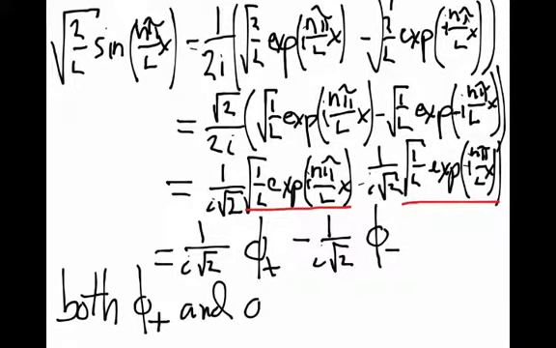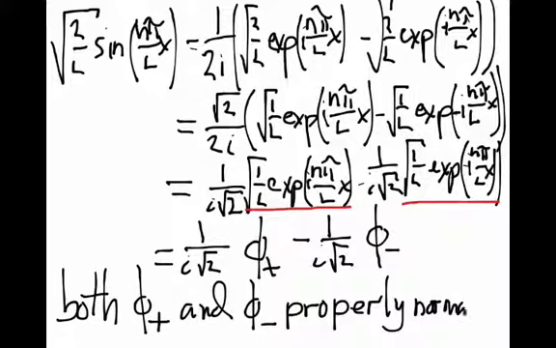The phi plus and the phi minus are properly normalized functions. So they're good, solid basis functions of the momentum operator. If you take the complex conjugate and multiply that by the function, and you integrate from 0 to L, you get 1. And so that's an important thing.